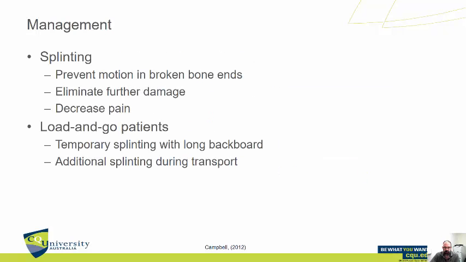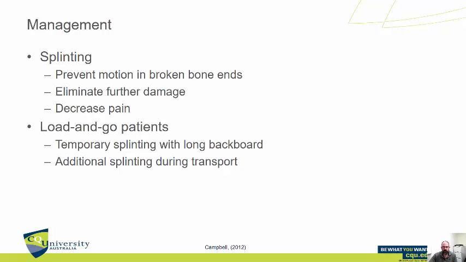So, management for fractures. We can talk a little bit about splinting. Splinting prevents motion of broken bone ends inside the body, and you can imagine if you've got nerves and vessels that run pretty close to the bone, as the bone moves around as a result of the fracture, it can lacerate those nerves, the vessels around the bone, and also the tissue surrounding that bone. It can cause additional pain. So with splinting, what you're trying to achieve is to eliminate any further damage, and you also want to try and decrease pain.